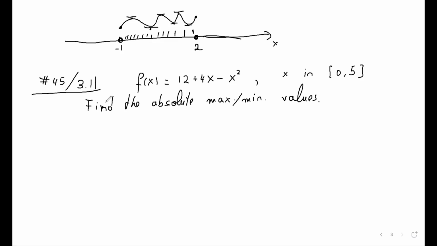So this is something that we already know how to do, as I said. All we have to do is find the critical numbers, then compare the corresponding values and find out which one is the highest and which one is the lowest. So, solution.